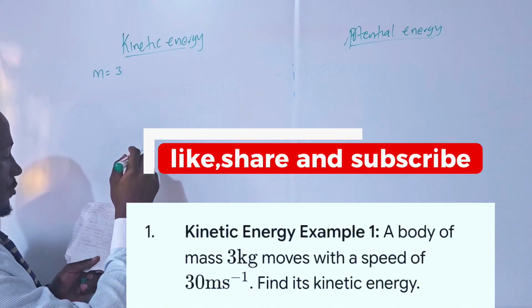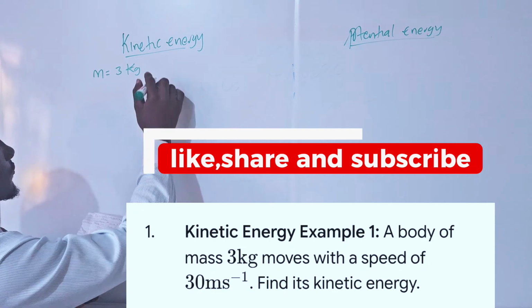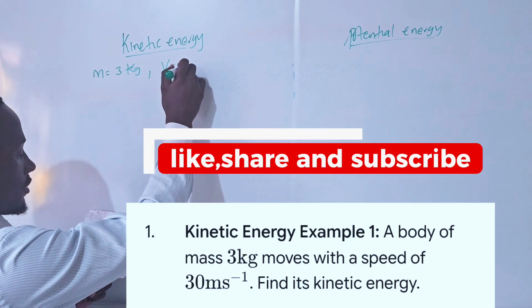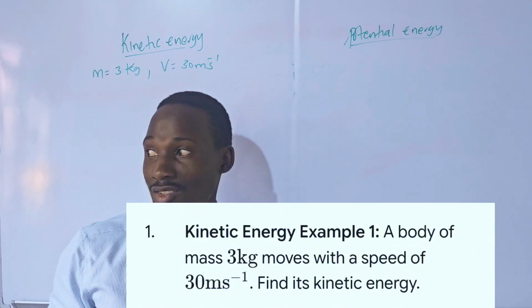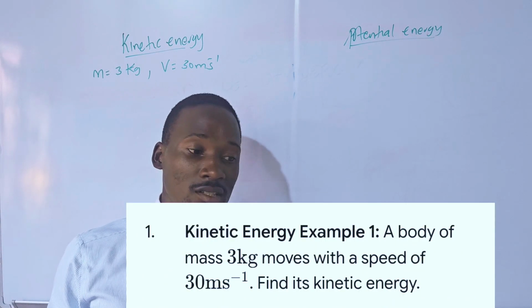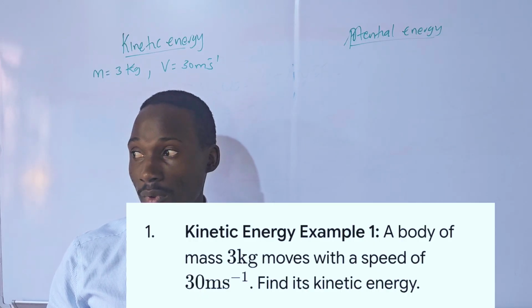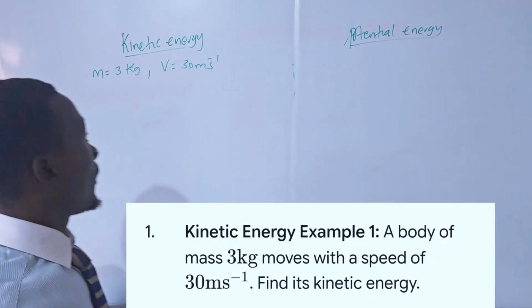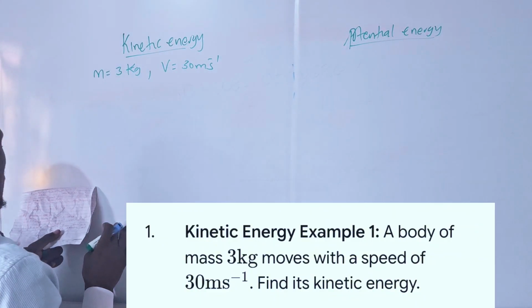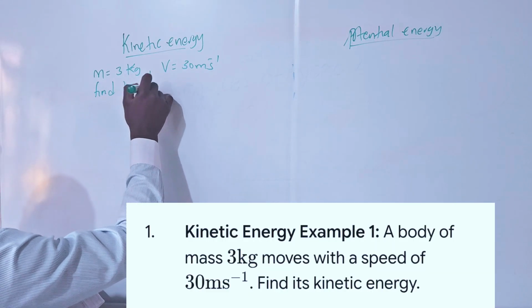Question 1 says a body of mass 3 kilograms moves with a speed of 30 meters per second. Of course, we all know that they are going to be asking you these questions in scenario format and mixing up competencies. So for us, we are just doing a direct teaching in our videos. V is equal to 30 meters per second. Find the kinetic energy.